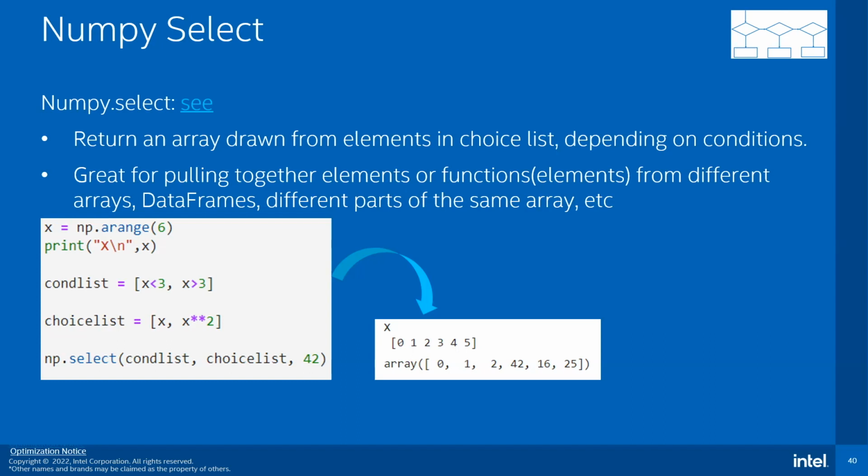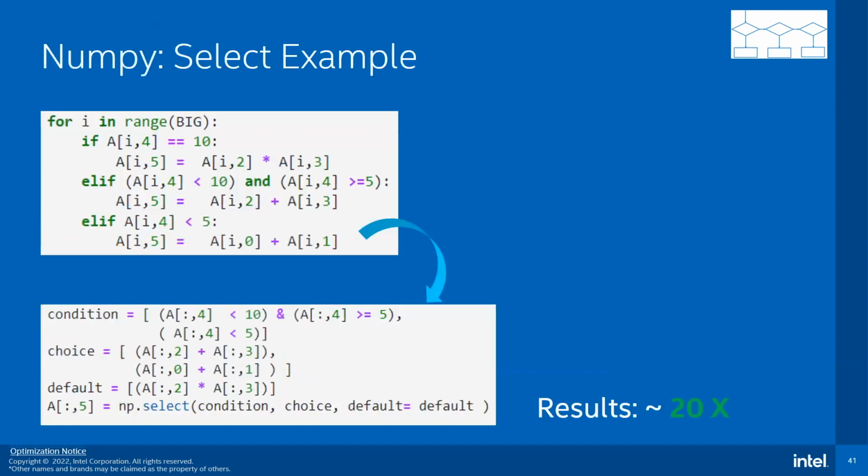You're going to be returning an array, but in this condition, x less than 3, you will return the value x. If x is greater than 3, you will return x squared. And then you can also provide a default choice, 42, the answer to life and everything, right? So what you do is every select statement is going to have something like this. You're going to have NumPy select, you can have the condition list, a choice list, and default. And then when you run, this makes things incredibly fast, even for complicated logic.